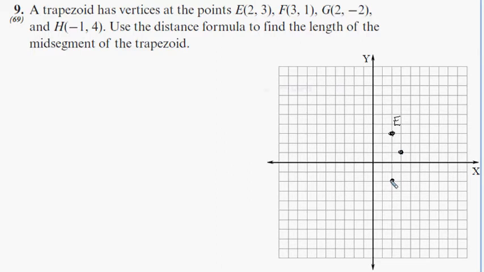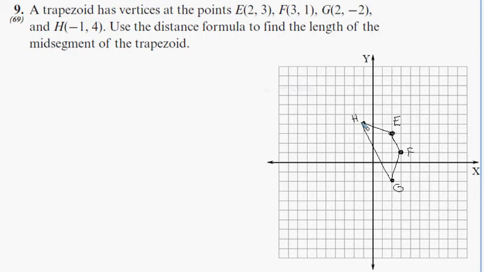And finally we have H at (-1, 4), which is up here. This is H. G is over here, and F is right here. So we have a trapezoid. Let's go ahead and sketch this so we can actually see what's going on here. So it looks like the trapezoid is kind of sideways there.